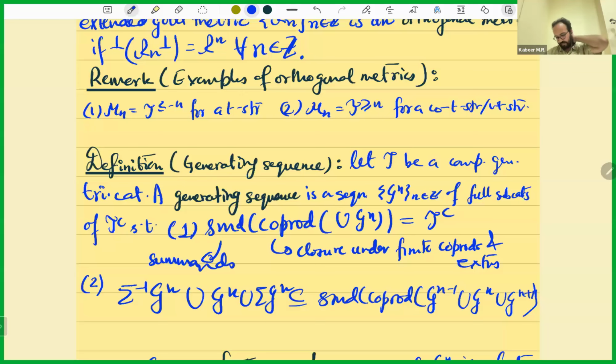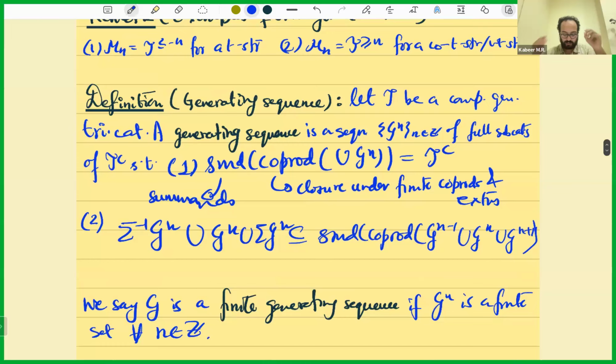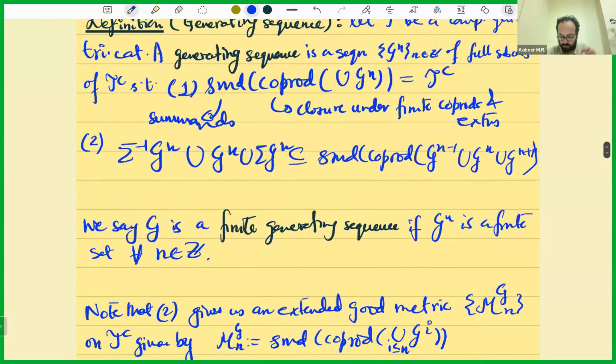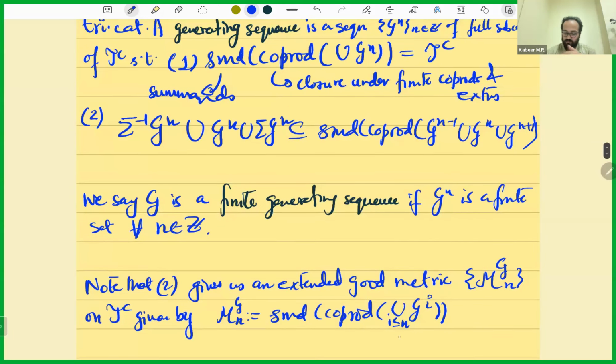The second condition is a bit of a technical condition. I agree, if that is what people are thinking. But okay. So before I get into that, we say that a generating sequence is a finite generating sequence if each of these full subcategories has finitely many objects. We note that the second condition gives us an extended good metric on the category of compacts, defined this way. You take all the objects below a certain point, and you take the category generated by that under summands, finite coproducts, and extensions.